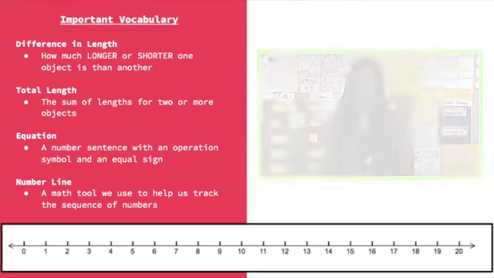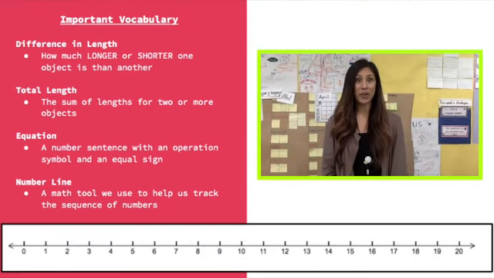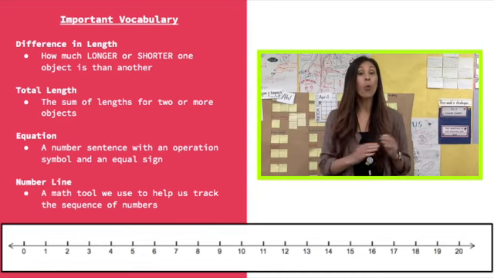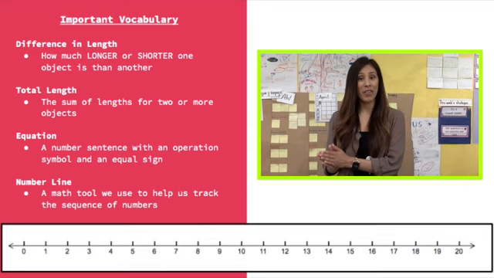Great job. Now let's go over today's important vocabulary. So our first word is difference in length. And when we're talking about a difference in length, we're talking about comparing how much longer or how much shorter one object is than another.